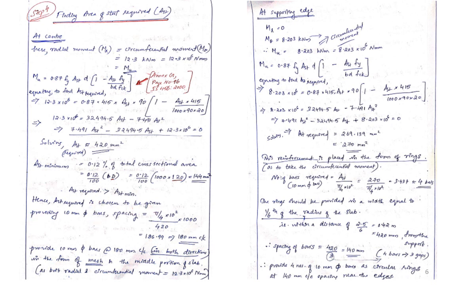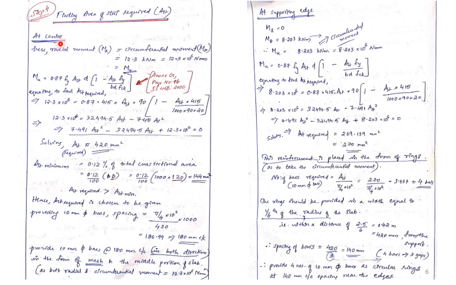Then for providing, we have to assume a bar diameter. We are assuming it as 10 mm, and now we have to find the spacing, because in slabs you usually find the spacing of bars, not the number of bars. The spacing is the area of 1 bar into 1000. We are distributing it for a 1 meter strip, so we are taking 1000. If you are going for any other width, you have to write that value here. Pi by 4 into d squared, area of 1 bar, into 1000 divided by Ast to be given, 420. You get the value as 186, so taking a lesser value for spacing, we choose 180 mm spacing. So provide 10 mm bars at 180 mm center to center in both directions in the form of mesh.